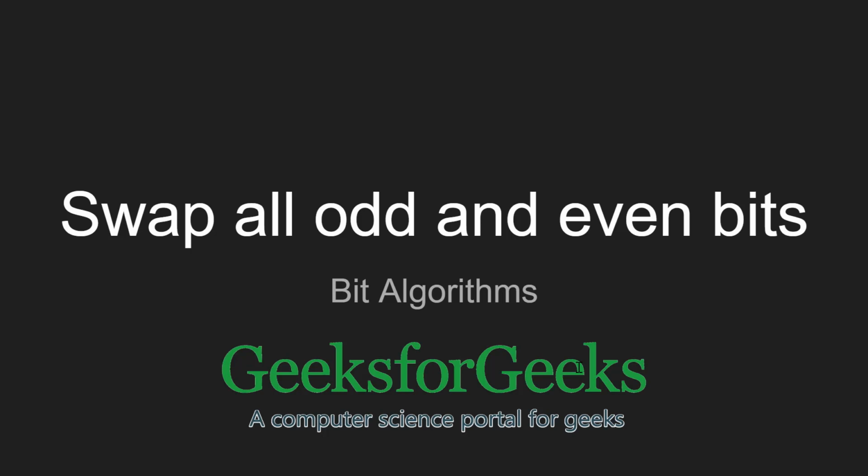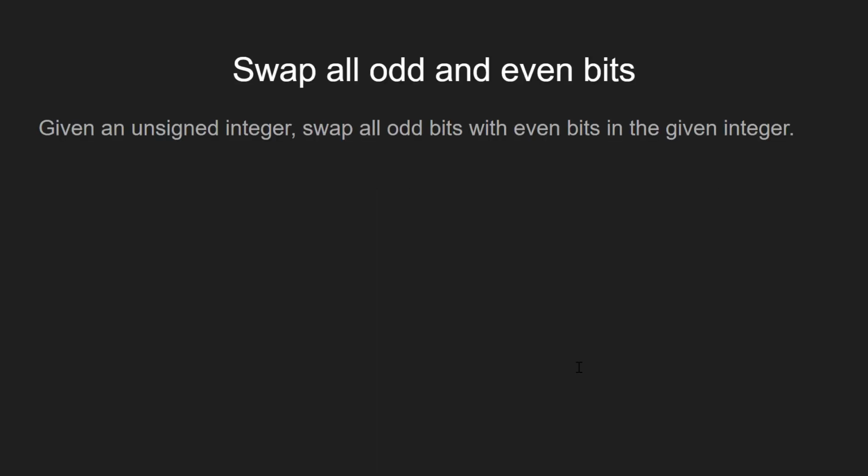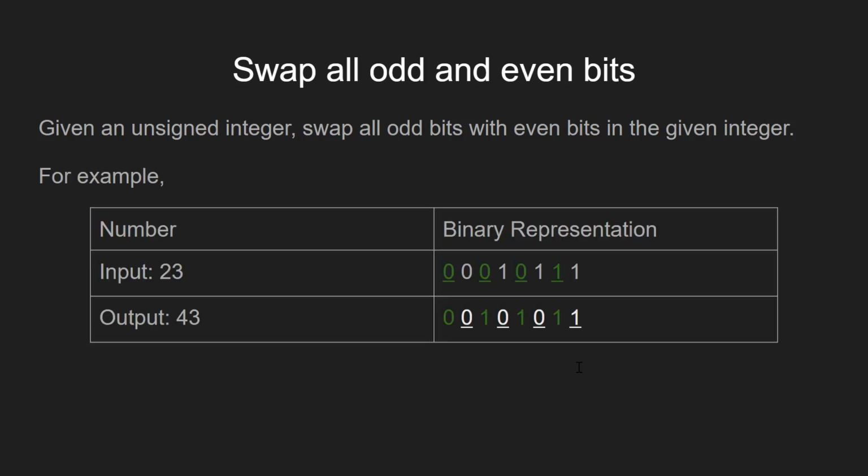In this video, we are going to discuss the problem of swapping all odd and even bits. The problem says that given an unsigned integer n, we are required to devise an efficient way of swapping the odd and even bits with one another in its binary representation. For example, here we give 23 as the input and get 43 as the output. You can see that all the odd bits are swapped with the even bits.